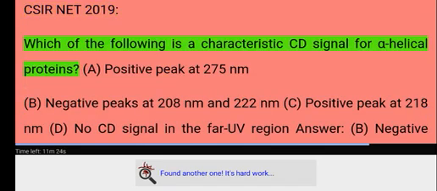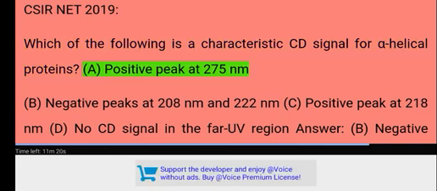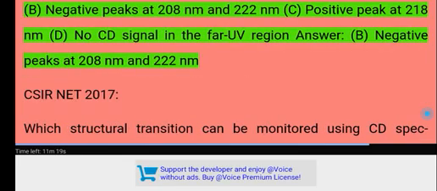CSIR-NET 2019. Which of the following is a characteristic CD signal for alpha helical proteins? A. Positive peak at 275 nanometers. B. Negative peaks at 208 nanometers and 222 nanometers. C. Positive peak at 218 nanometers. D. No CD signal in the far UV region. Answer, B. Negative peaks at 208 nanometers and 222 nanometers.